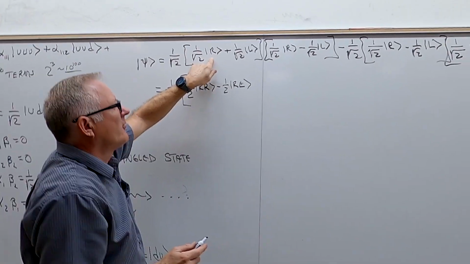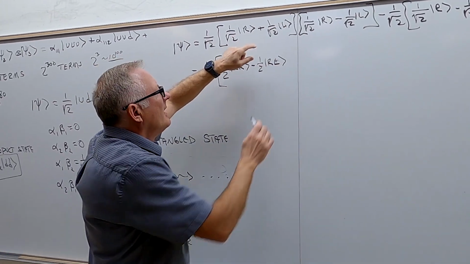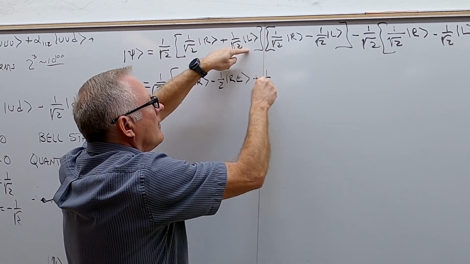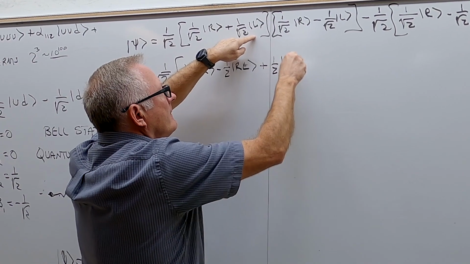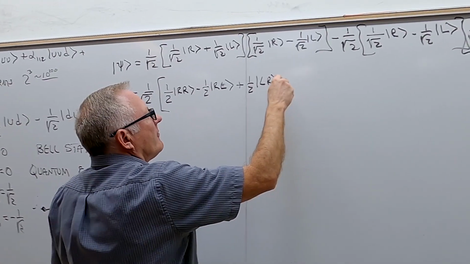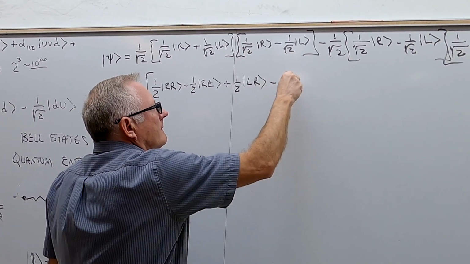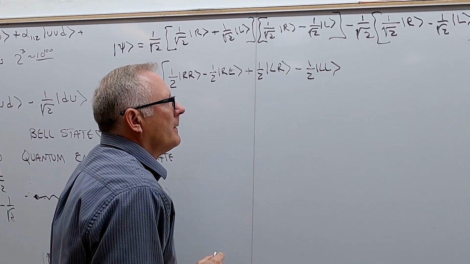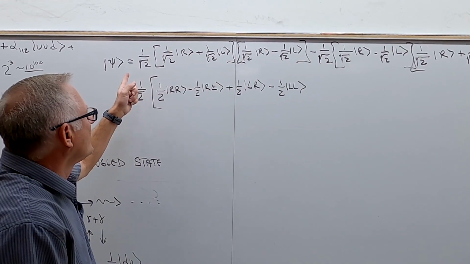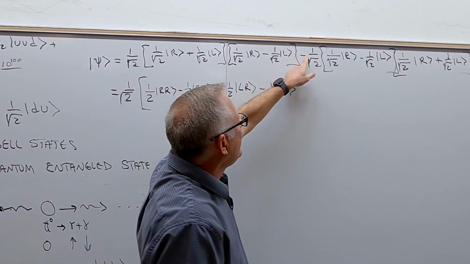This one is always the first and that one's the second one. And then we get this one over here, plus 1/2 left right, minus 1/2 left. Okay, so that takes care of that. We're pulling out this 1 over the square root of 2. I got to remember there's a minus there.